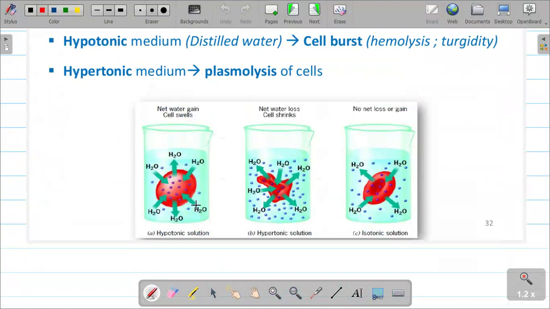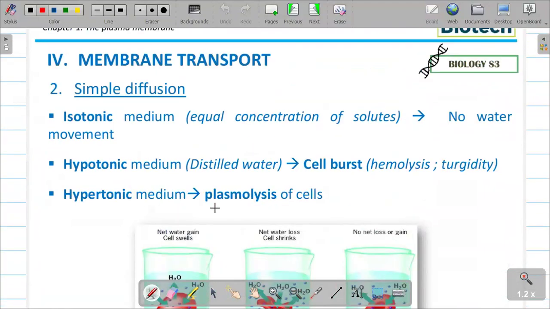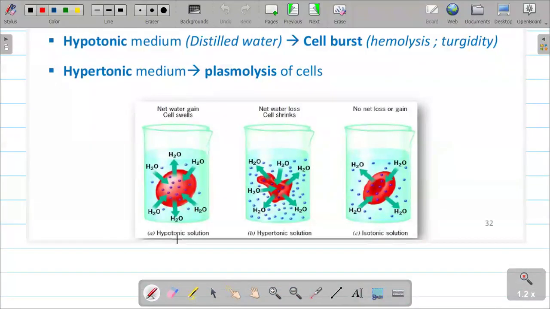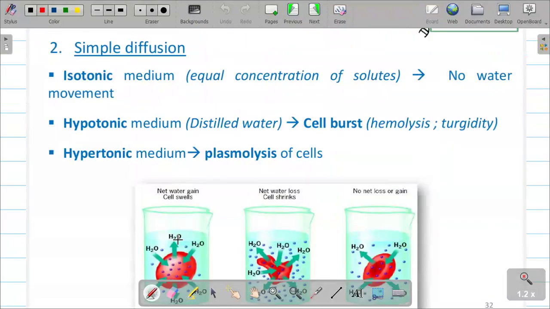You can see what will occur to the RBC. I'm taking one RBC. When I dip an RBC in a hypotonic solution, the water concentration is very high. So I dip this in the hypotonic solution. In the hypotonic solution water concentration is very high, so the water will enter into the cell by a process called osmosis, endosmosis.